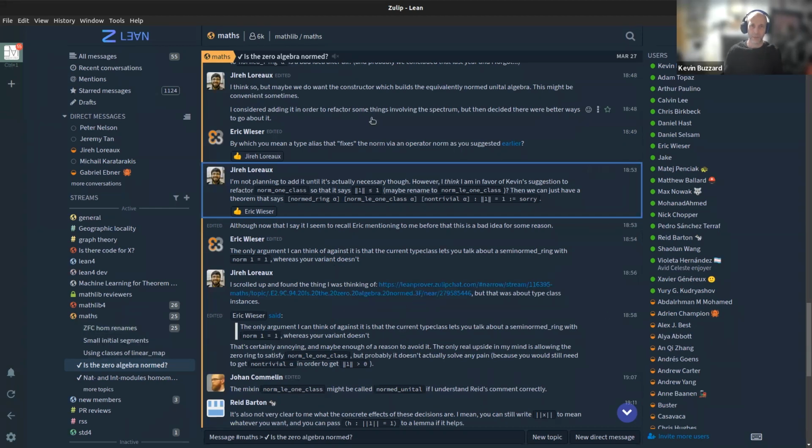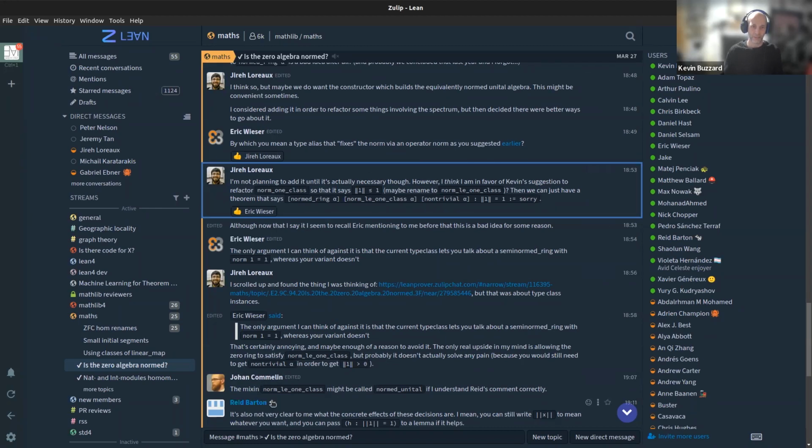What am I looking at now? Oh, here we go. There's a pedantic argument about whether the zero algebra is a normed ring, because one of the axioms for a normed ring used to say that the norm of 1 was 1, but in the zero algebra, the 1 is equal to 0, so the norm of 1 is 0. And so there was a discussion about changing the axiom to the norm of 1 is less than or equal to 1.